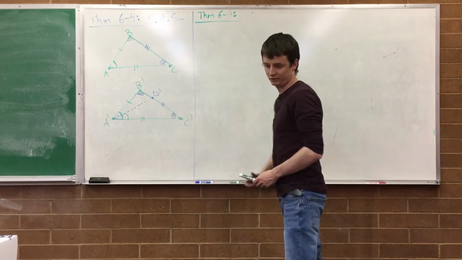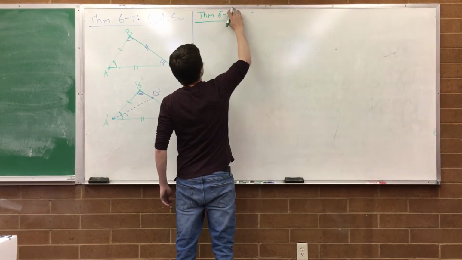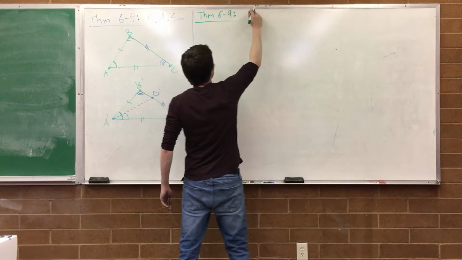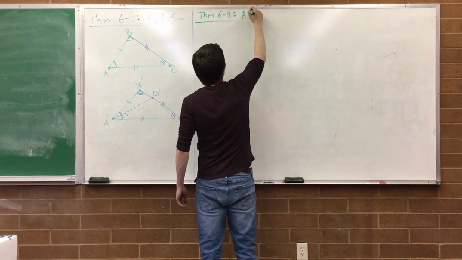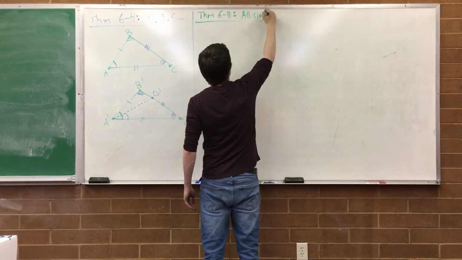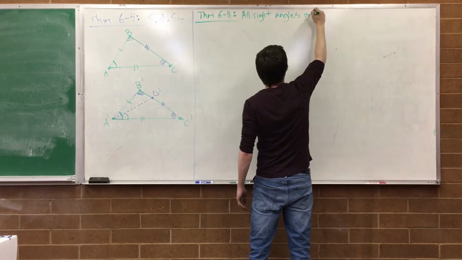So this is 6, 9. I think it's 6, 11. 6, 11. All right angles are congruent.